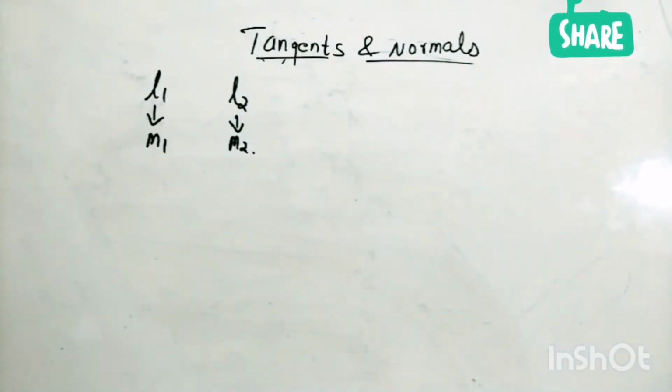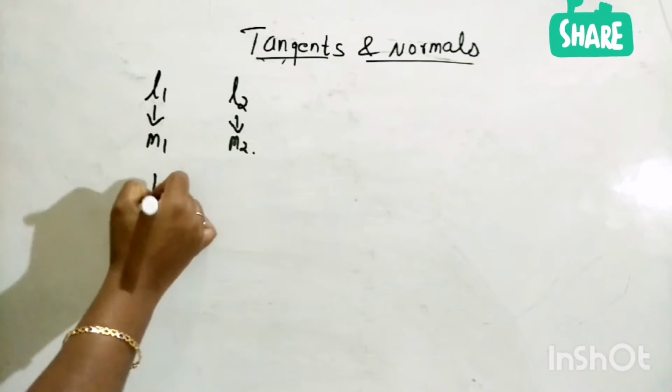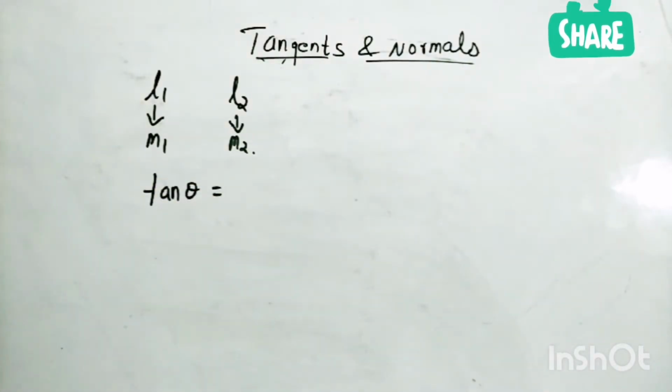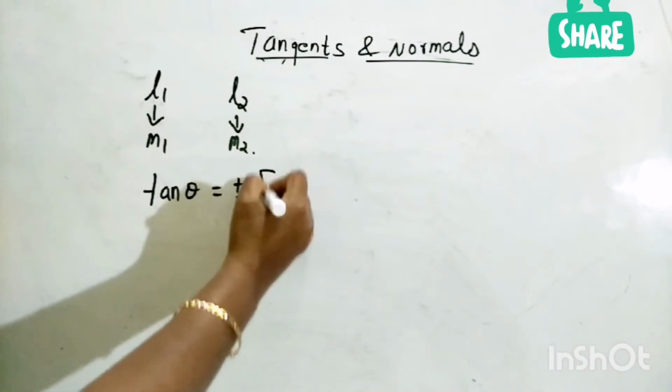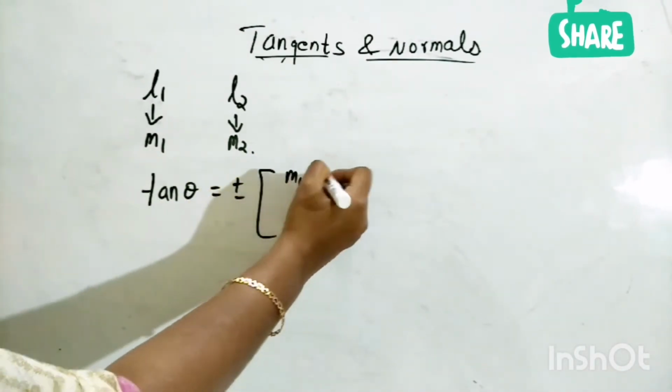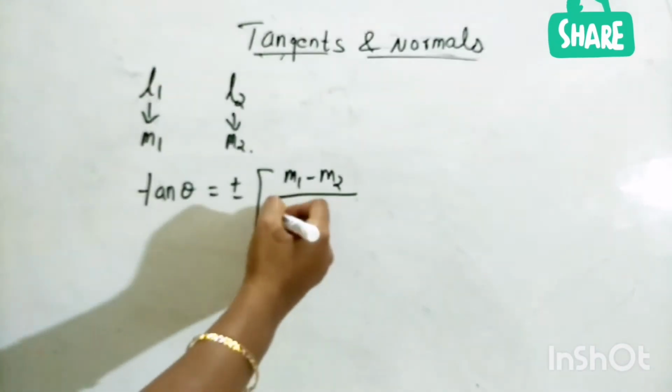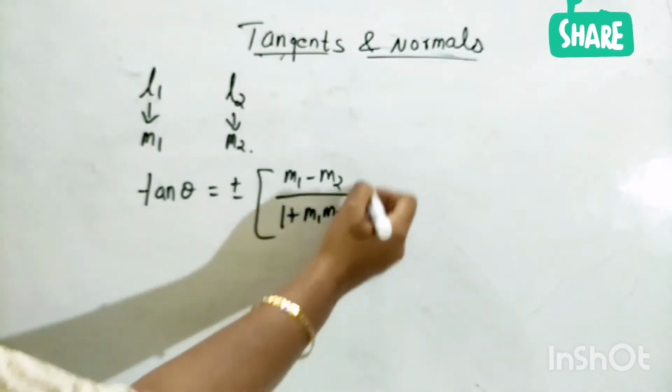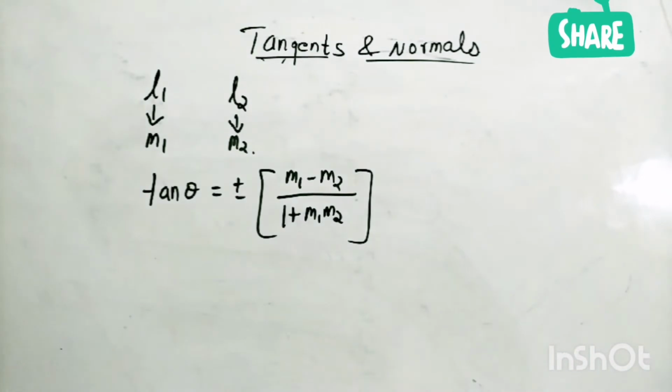Now the angle between two lines having slopes m1 and m2 is given by tan theta is equal to plus or minus (m1 minus m2) divided by (1 plus m1 m2).